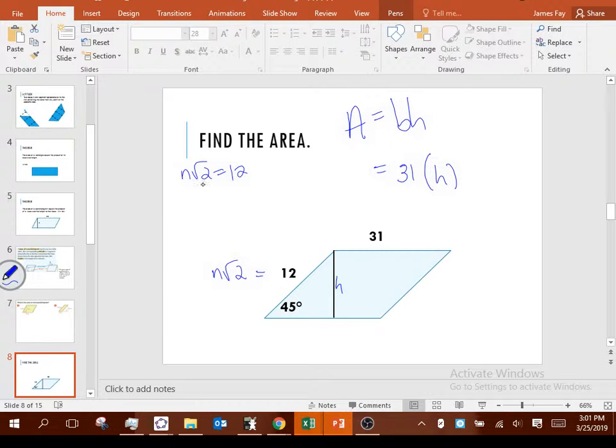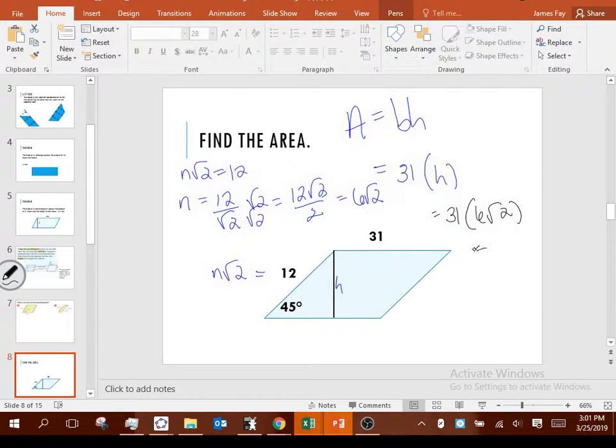Solve this by dividing by radical 2, right? So you get 12 divided by radical 2. I rationalize that. Get 12 root 2 over 2. What's that turn into? 6 root 2. Okay? So that's my H, right? So you have 31 times 6 root 2. And that turns into 186 root 2. And now it's units squared, right? Okay?